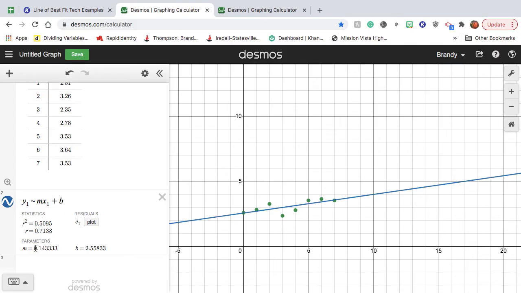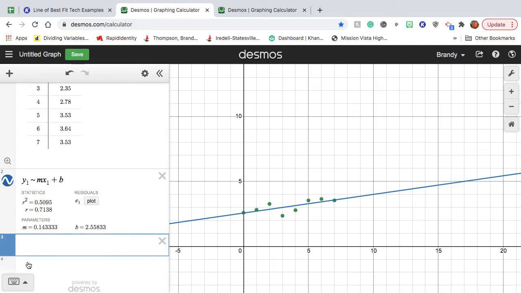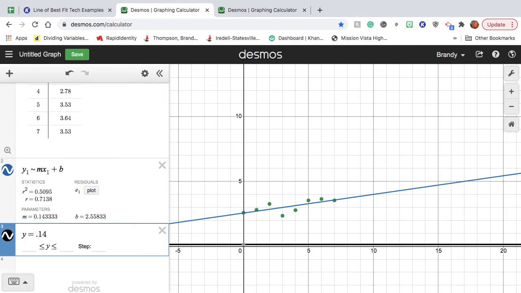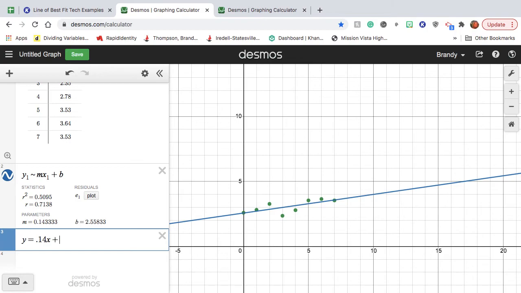But now here we have our equation. We have our slope and we have our y-intercept. So I'm going to go ahead and put it in. y equals 0.14, and I'm just rounding to the nearest hundredth, x plus 2.56. So now we see our equation. And if we want to predict, this one says, use the equation to predict the cost of gas in 2025.